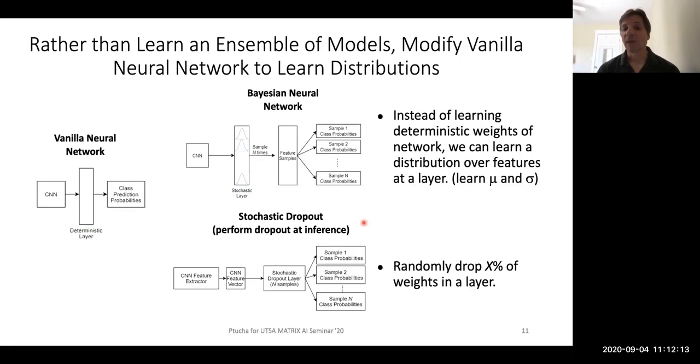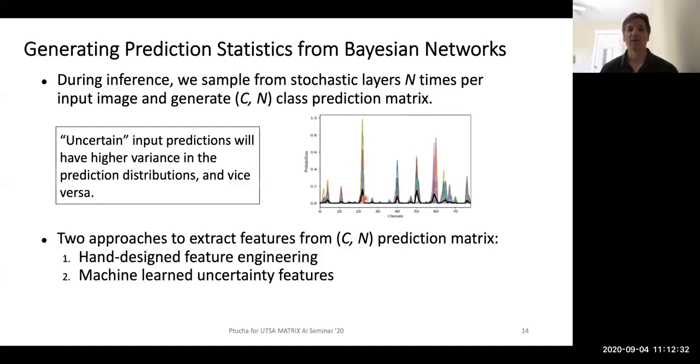Similarly, we can use dropout. So dropout during training is when you randomly drop some weight connections. Well, wait a minute, why not do that during inference? Why not randomly drop some connections during inference? And we call that stochastic dropout. So both of these are clever ways of modifying the neural network such that when you give it one input, you get a whole distribution of outputs.